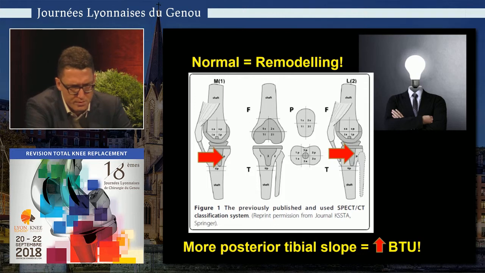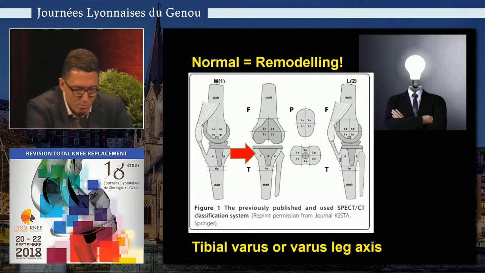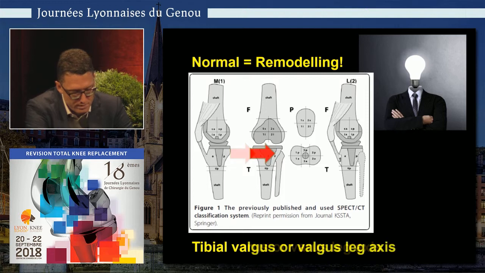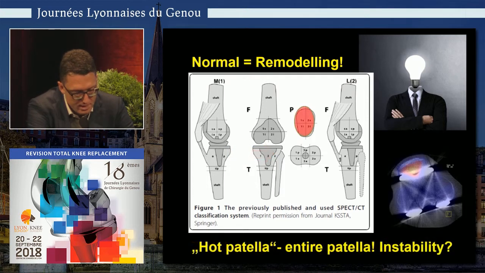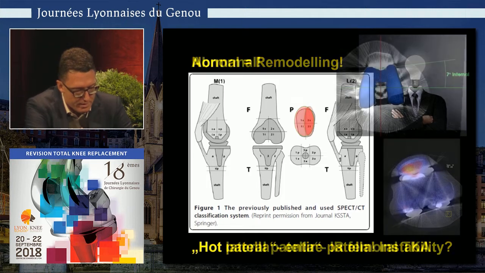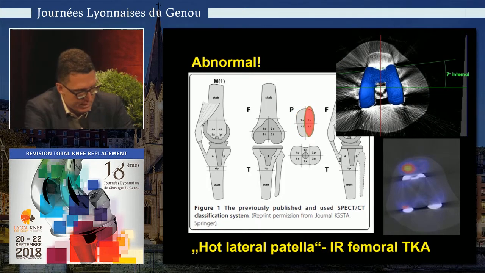For a normal prosthesis, if you have more posterior slope, then you will always have uptake in the area marked with the arrow. This is a normal finding. If you have more varus leg axis, then you have more uptake on the medial part. This can also be a normal finding. For a valgus, you have it more on the lateral side. We also know that if the entire patella lights up, this might be just remodeling, or it might be instability. If you have uptake patterns on the patella more on the medial or lateral side, this highly reflects malrotation of your femoral component.